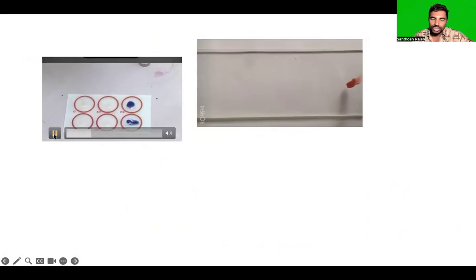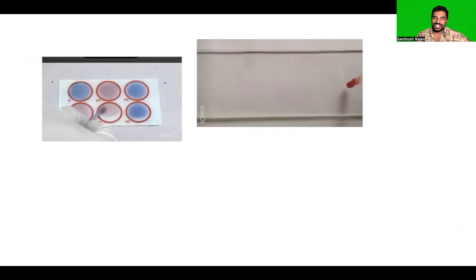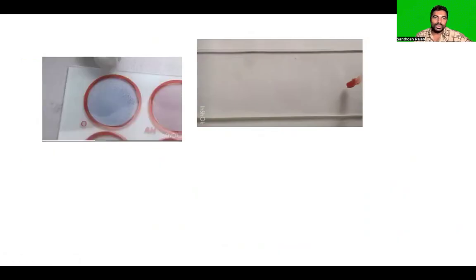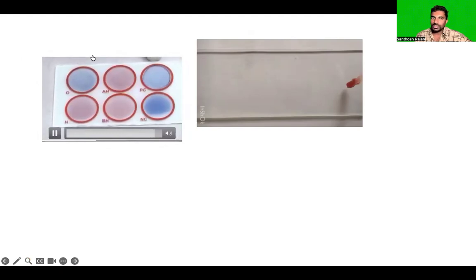So this O and H, what comes to your mind? It is the Vidal test, yes, the Vidal test for typhoid fever. O is common, H is different for all three species. O is common for Salmonella typhi, but H is different for Salmonella typhi, paratyphi A, and paratyphi B. So in this case, only O is positive, that doesn't matter. Just see, this is a positive control and negative control, PC and NC.